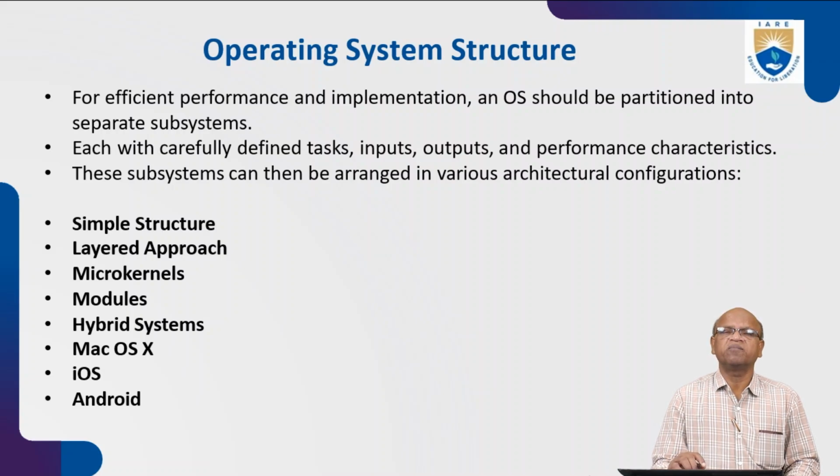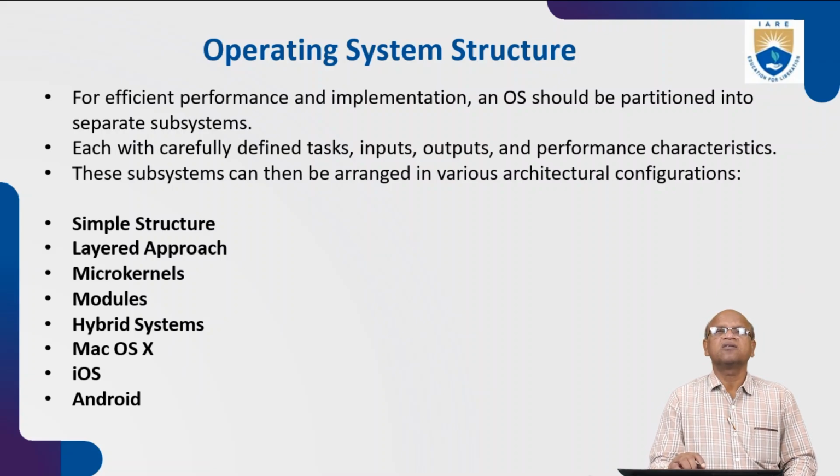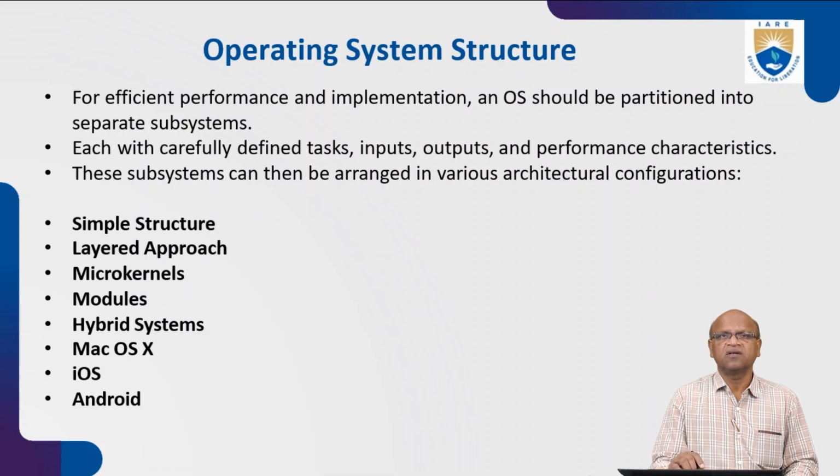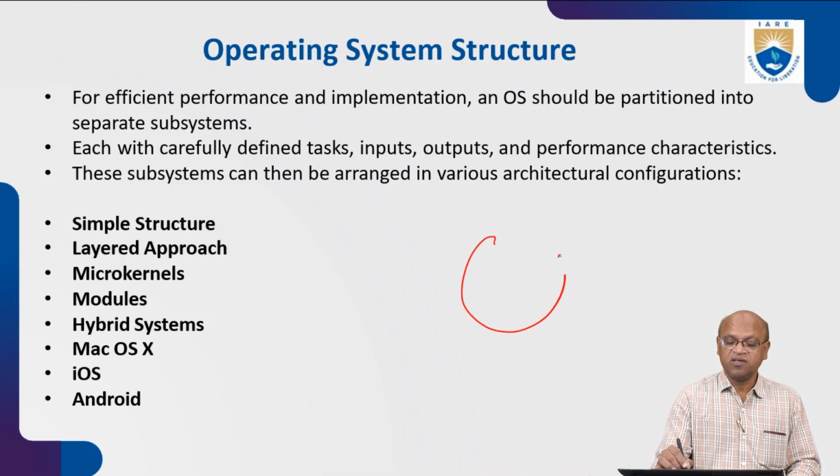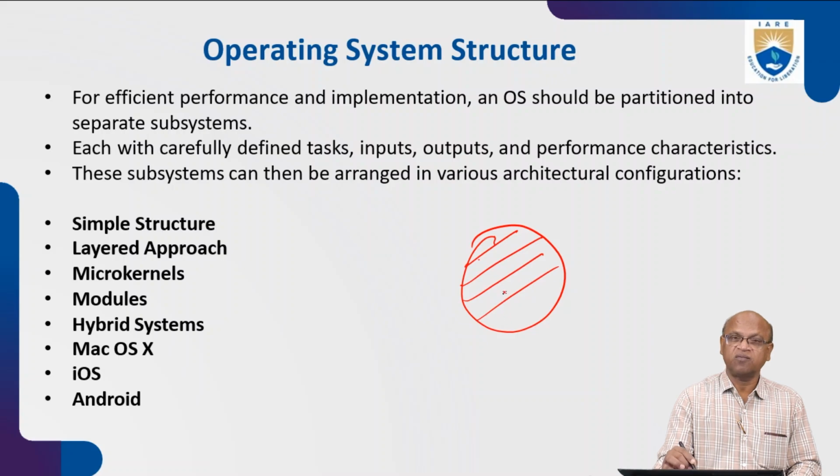Like this, there must be some link. One program automatically invokes other programs, so ultimately the user requirement is solved. So for efficient performance and implementation, an OS should be partitioned into separate subsystems. This is completely the OS, but all the programs are there. So we will partition the OS software programs.